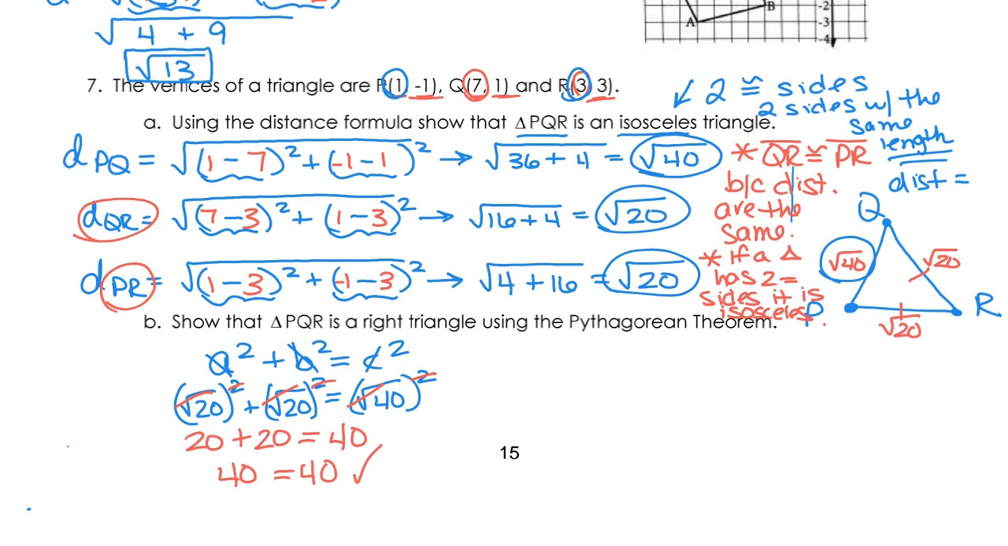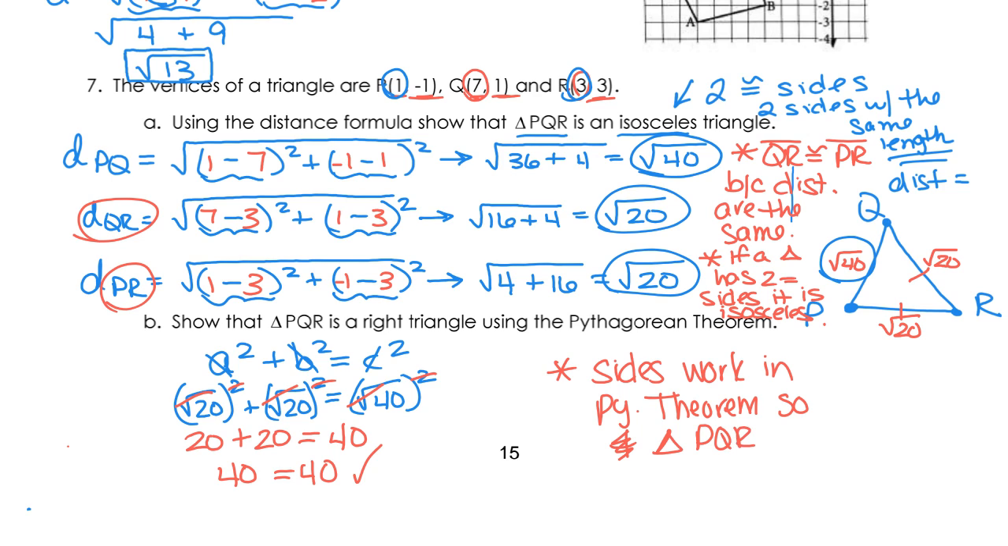And anytime three sides put into the Pythagorean theorem make the left side equal the right side, we just showed that it's a right triangle, okay? And so because our sides work in the Pythagorean theorem, this is definitely 100% a right triangle. So we're just going to say sides work in Pythagorean theorem, so triangle PQR is a right triangle. All right, and that's it.